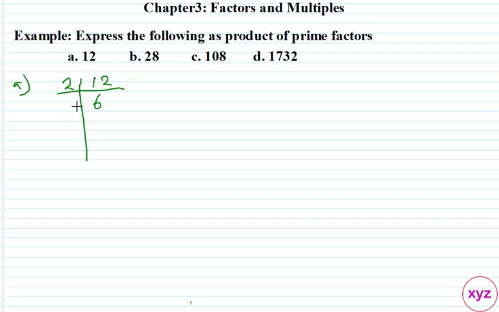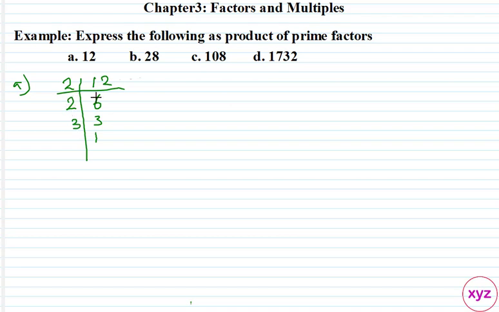I will move to the next prime number which can go into 6 without any remainder, which is 2, the lowest prime number. So 2 can go into 6 how many times? 3 times. Next, I'll look for the lowest prime number that can go into 3 without any remainder. Can 2 go into 3 without remainder? No. So I'll move to the next prime number, which is 3. So I write my 3. 3 can go into 3 how many times? 1 time.